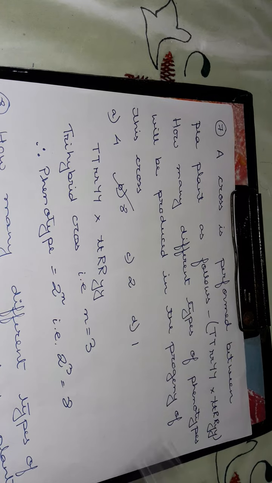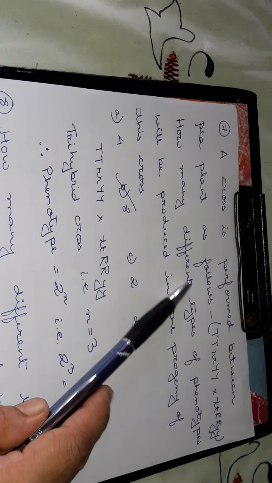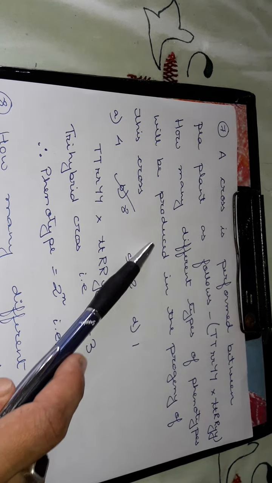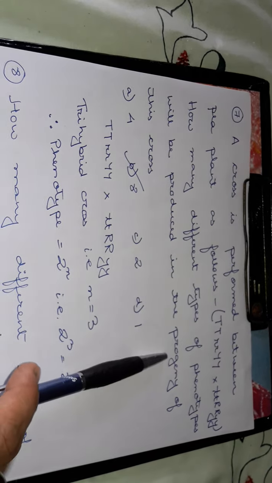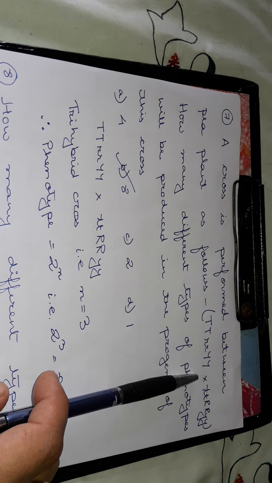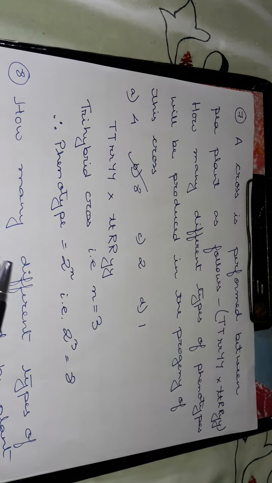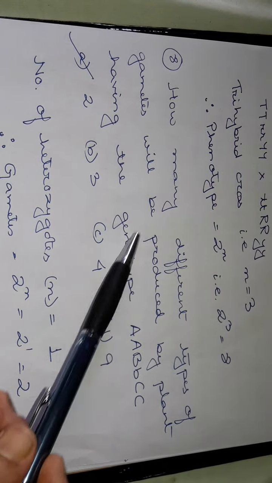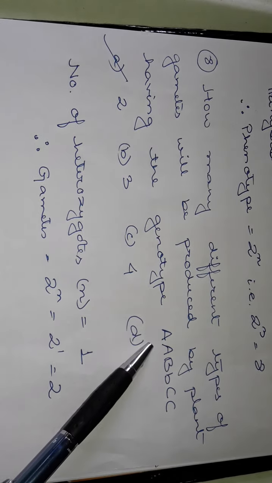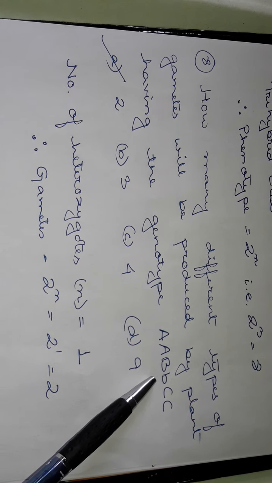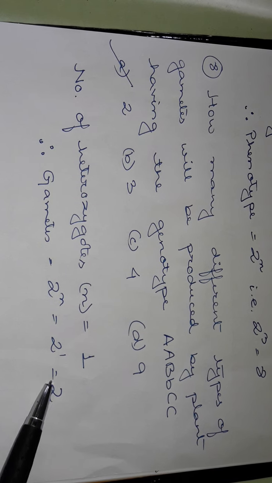Okay, again you see a cross is performed between pea plants as follows. So here the phenotype and genotype are given. Got it? How many different types of phenotypes will be produced in the progeny? Now you see here the cross is a trihybrid cross, that means n equal to 3. So the formula for phenotype we have already studied, 2 to the power n, so 2 to the power 3. Very simple. Okay. How many different types of gametes will be produced by a plant having this genotype? So here n is equal to 1, only one heterozygote is present, isn't it? So 2 to the power n, 2.